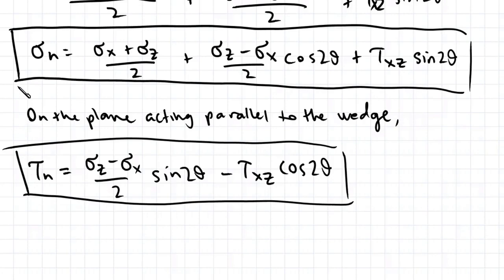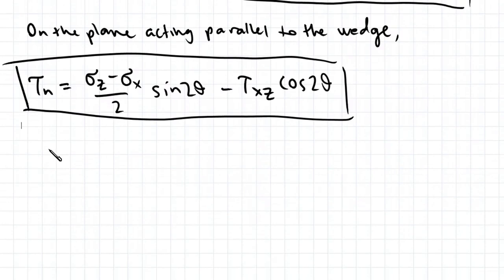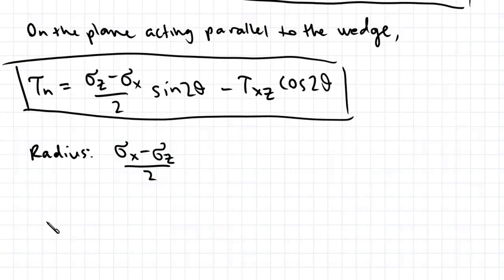And if we square and add these two expressions together, we can determine that the radius of the Mohr circle will be the difference between the horizontal and vertical stress divided by 2. And the coordinates of the center of the Mohr circle can be found by the average between the horizontal and vertical stress.